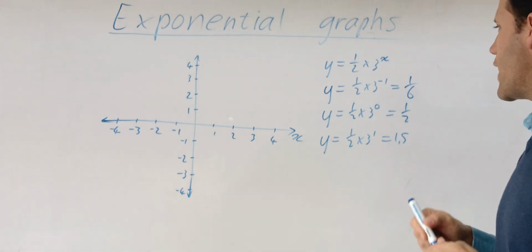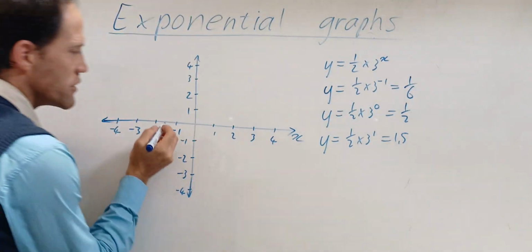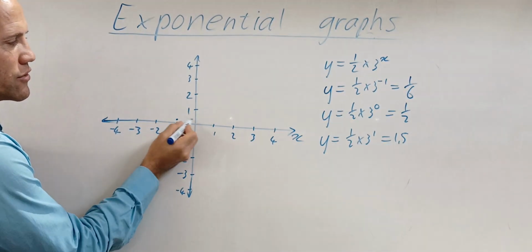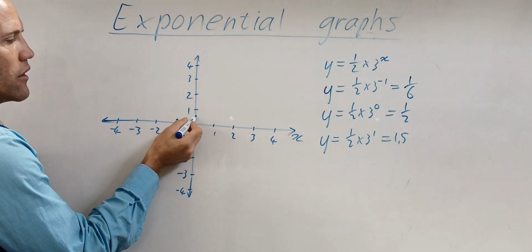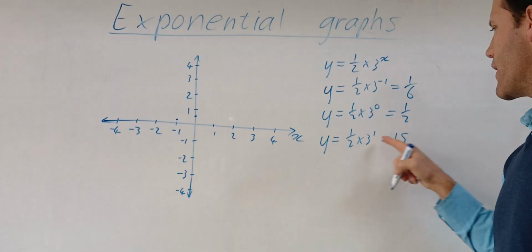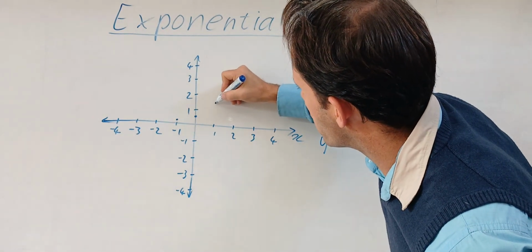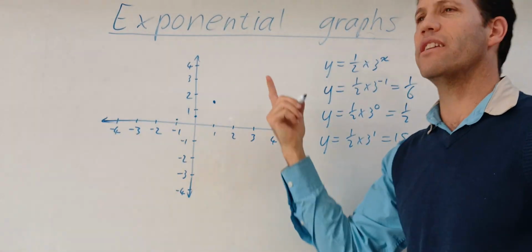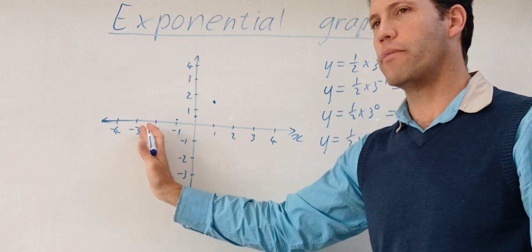So most of the time, putting in -1, 0, and 1 is enough to see what it's going to look like. I can see at -1, it's 1/6, very small, very close to 0. At 0, it's a half. And at 1, it's 1.5, between 1 and 2. If after you put in those three it's not enough for you, you can put 2 in as well, or -2, to make sure.